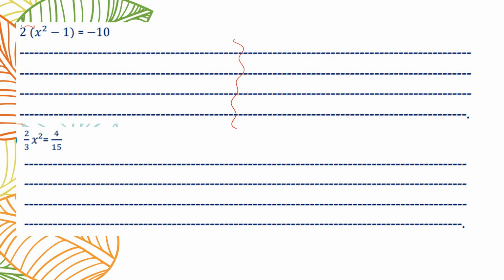The first way is to return this 2 inside the brackets once again, and then it will be 2x squared minus 2 equals negative 10, and now I know how we can solve it normally, as we learned before. Minus 2, I will make it go to the other side by plus 2, so 2x squared equals negative 8, and divide by 2, so x squared equals negative 4.